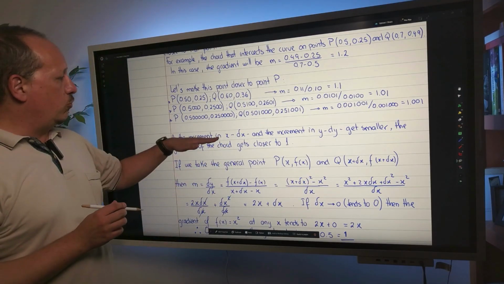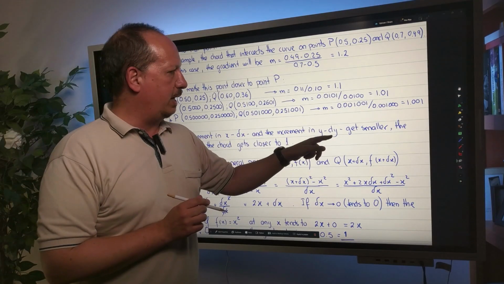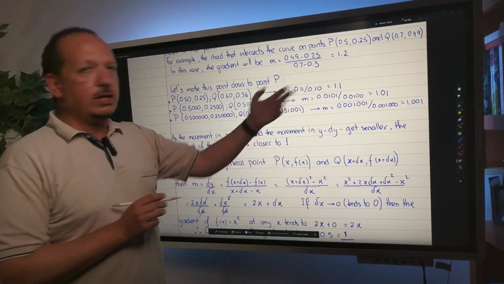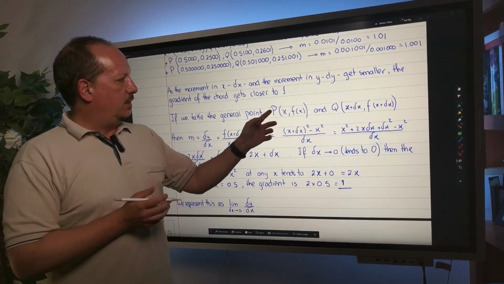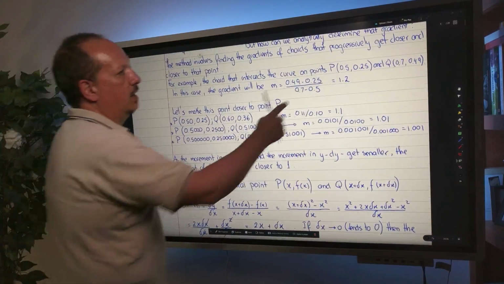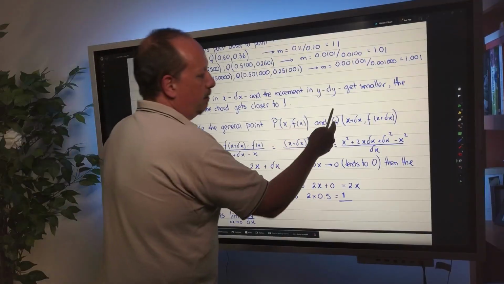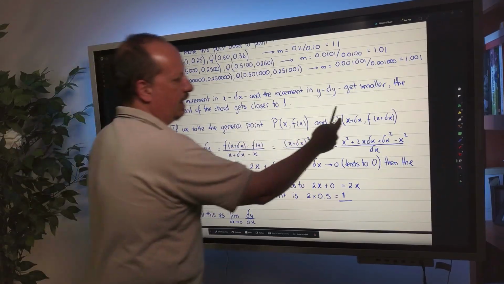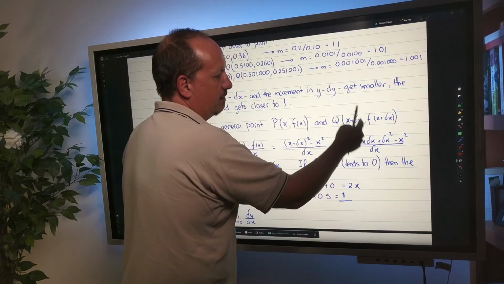So the increment in x is called delta x, and the increment in y is going to be delta y, okay? And as this gets smaller, the gradient of the chord gets closer to 1, as we saw over there. So if we take the general point x, f of x, so in this case the point was 0.5, 0.25, the point Q, the one that is close to point P, is going to be what? It's going to be x plus that small increment and f of this, all right?